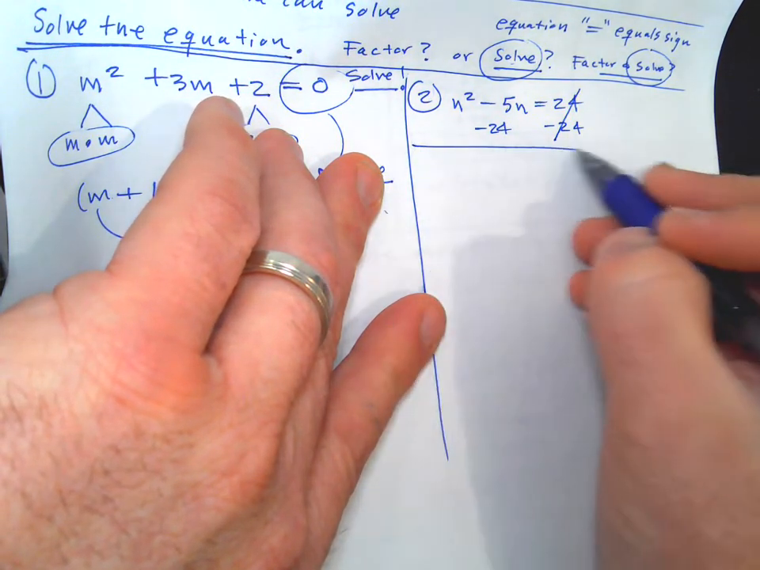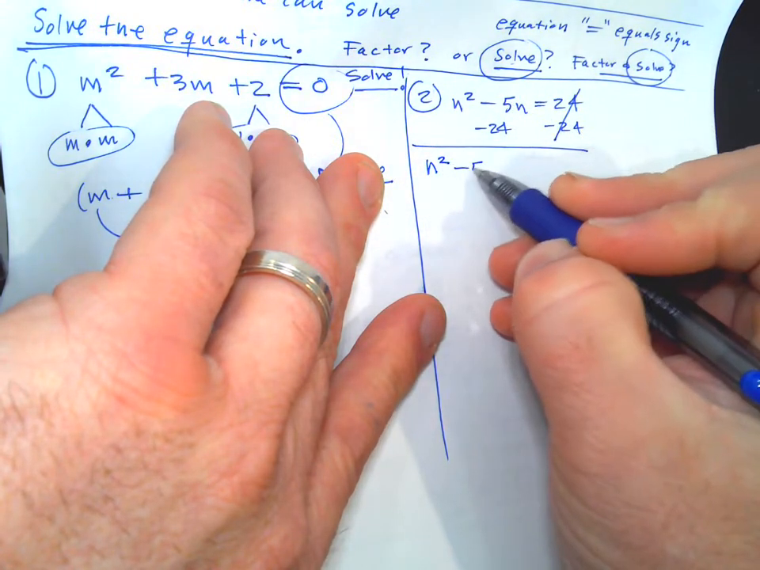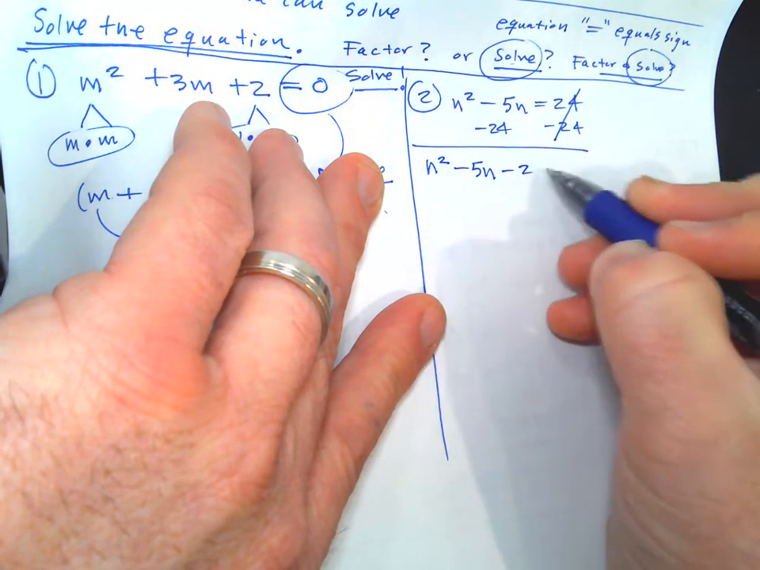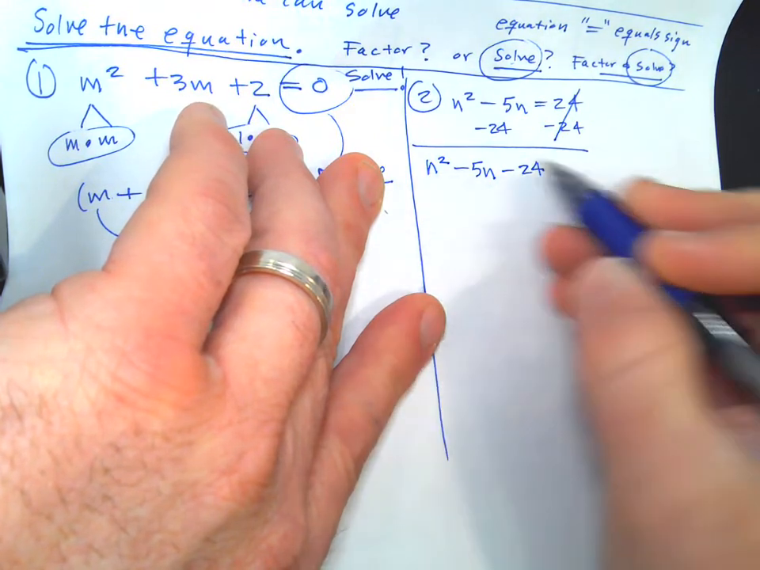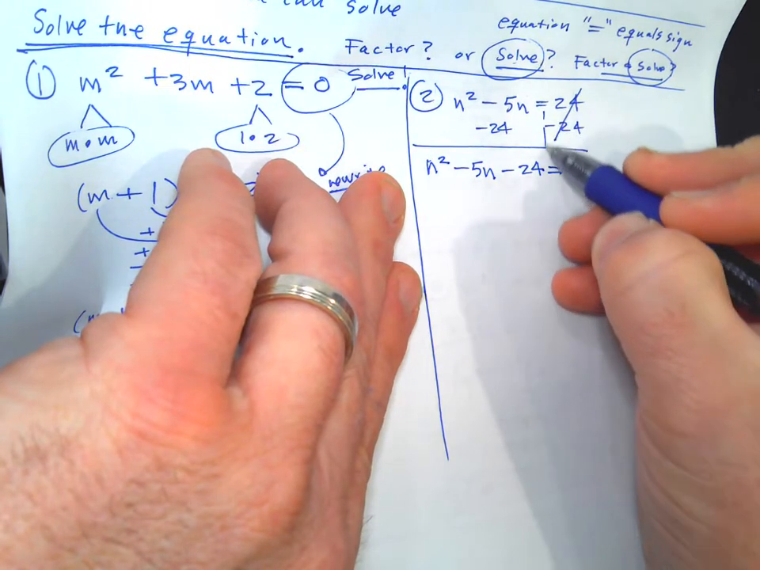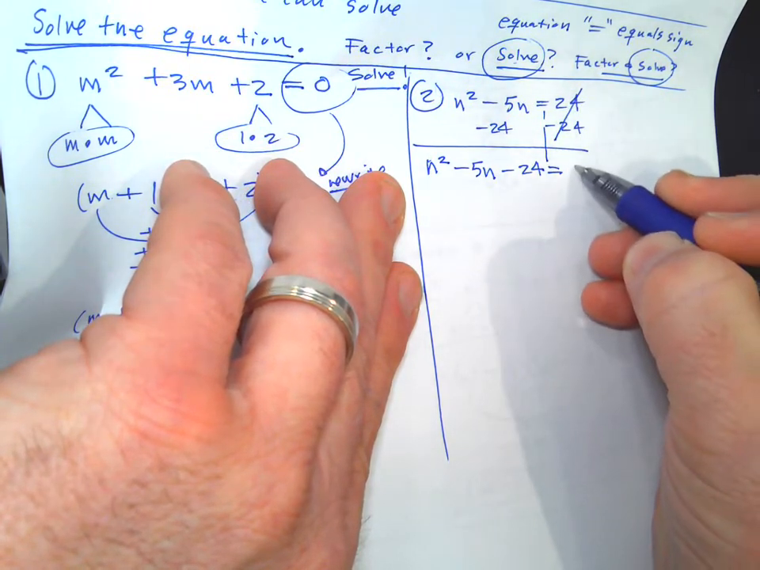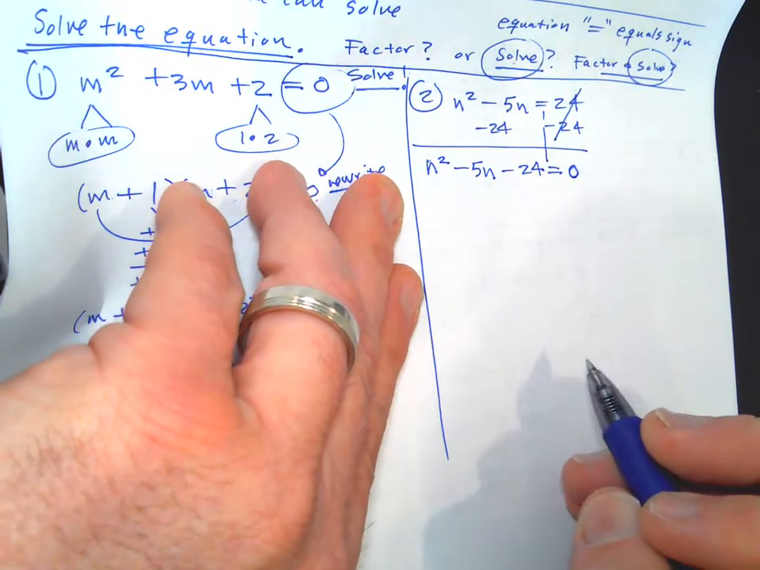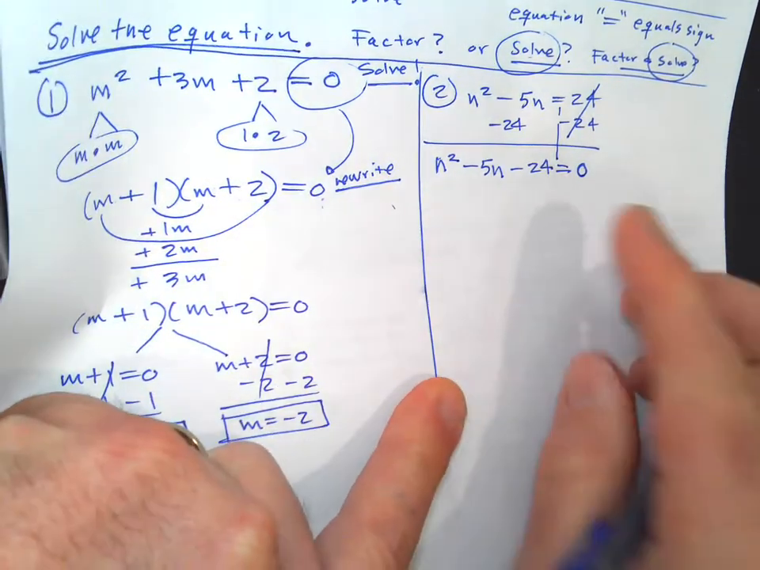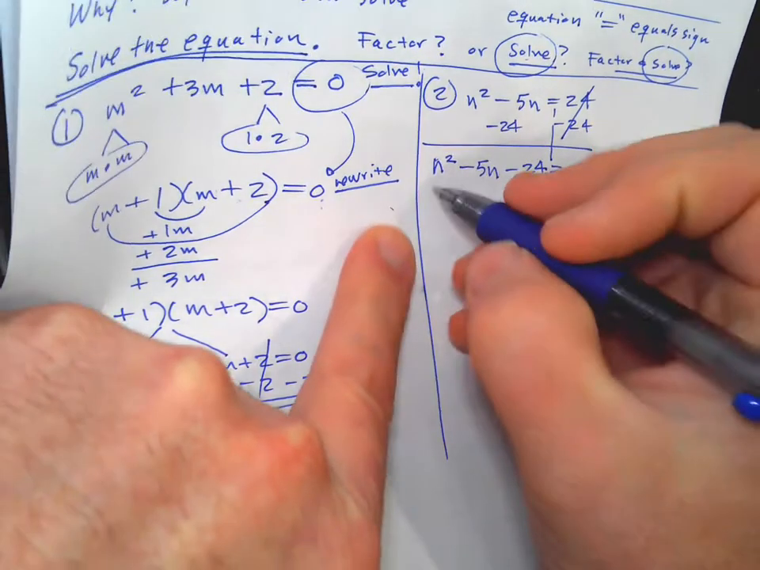When we rewrite it, we want the highest power term first, then the next power term of n, and then the last one, 24. So standard form: highest power, lowest power. The equal sign should still be here, and you should still have something over here. 24 minus 24 is 0. That's different than just leaving it blank. You've got to write the 0. So now this problem looks like the last problem. Now we can factor.